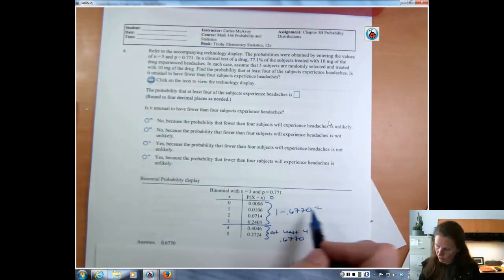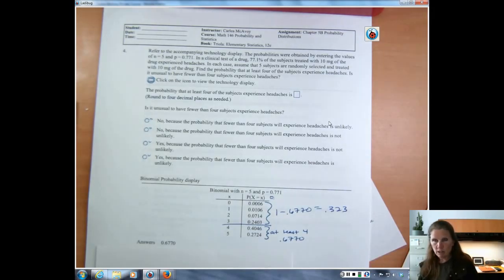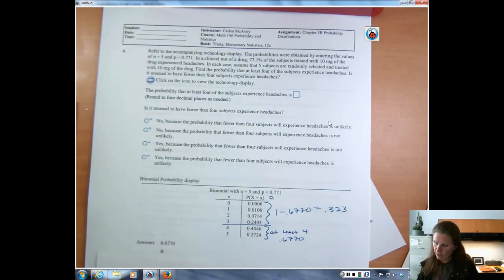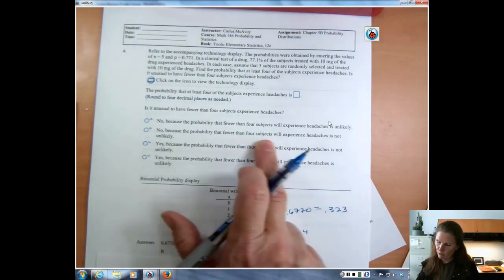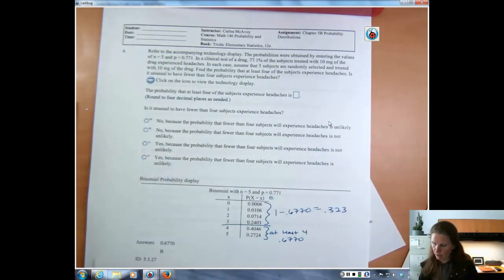And that's 0.323. And so that's not unusual, because unusual is when it's less than 5%. So for B, the probability that fewer than 4 subjects will experience it is not unlikely, because it's got a very high probability, a 32% chance that that will happen. Okay.